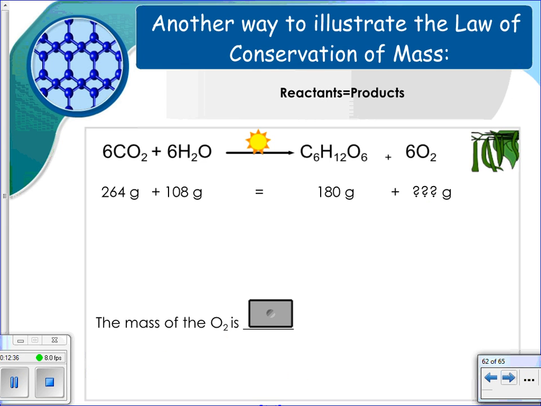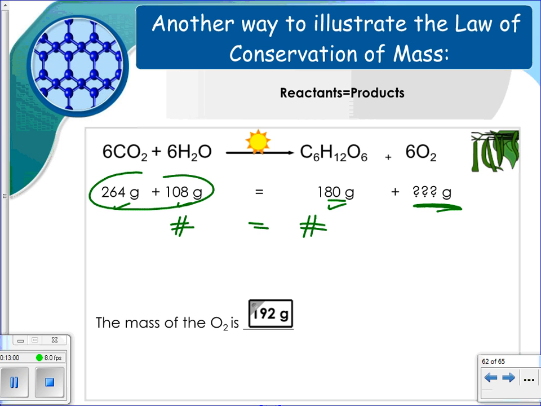So if we look at this, if you start out with 264 grams of carbon dioxide, 108 grams of water, and you end up with 180 grams of the sugar, how much oxygen is there? Well, you know that these sides have to be equal to each other. So whatever this is has to equal this. We could add these up together, and subtract out that, and you should see that you get 192 grams of oxygen.